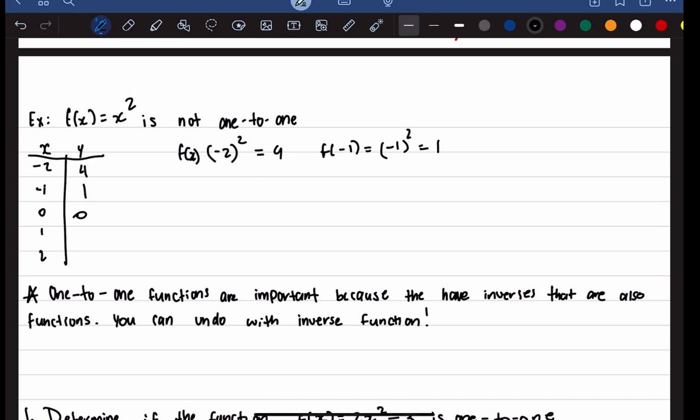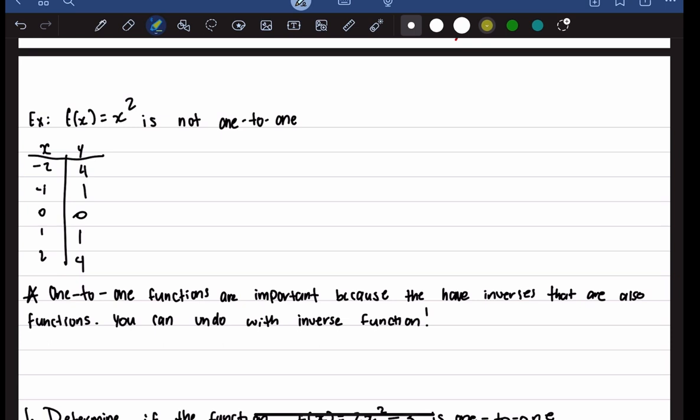0 is just going to be 0. 1 squared is just going to be 1. 2 squared is just going to be 4. So if you guys see right here, more specifically at -2 and 2, and then -1 and 1, they have the same y value, which a 1-to-1 function cannot have, right? So therefore, just by looking at this, we can already tell that it's not a 1-to-1 function.